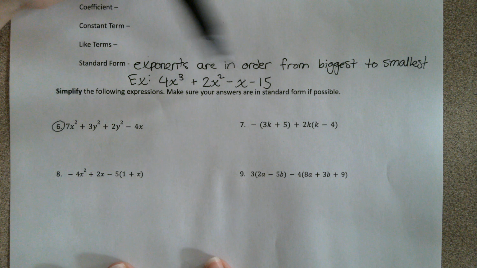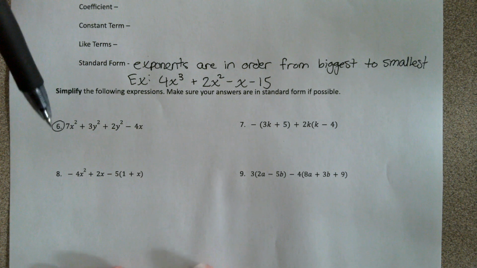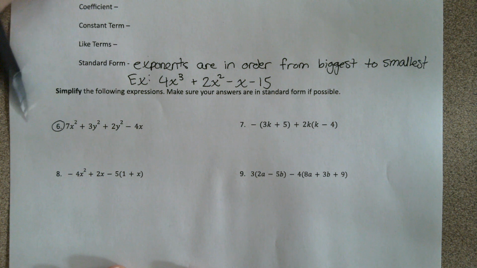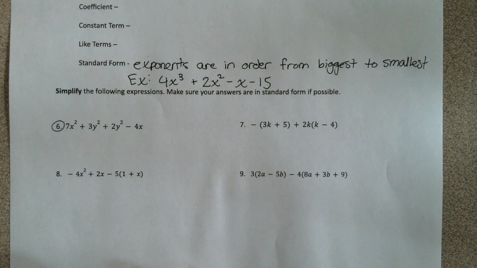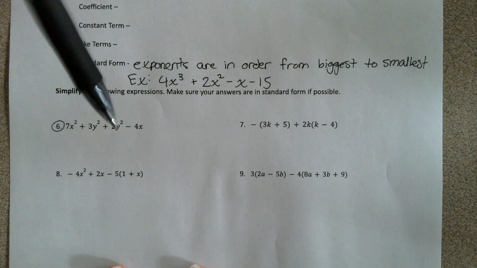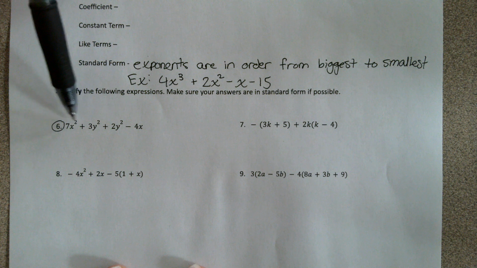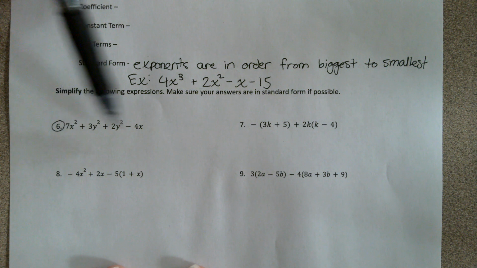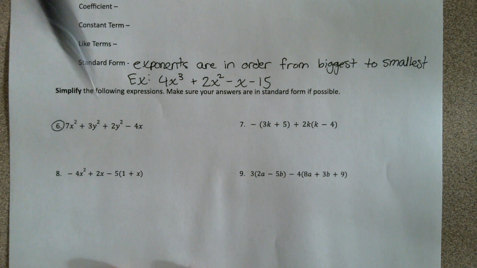So using that logic, we're going to apply that to number 6. The first thing we want to do on these problems is look and see if we have any like terms we can combine. So you're going to look for something that has the same variable attached to it. So here we have 7x squared, and we have a negative 4x. The problem is they have the same letter, same variable, but their exponents are different. So I should have specified same variable and exponent. We cannot combine these because they don't have x squared on both of them.